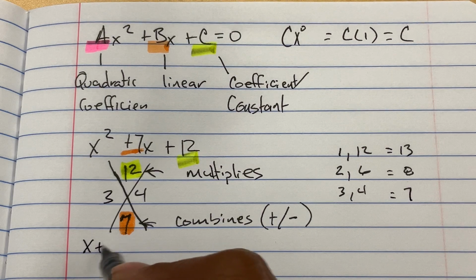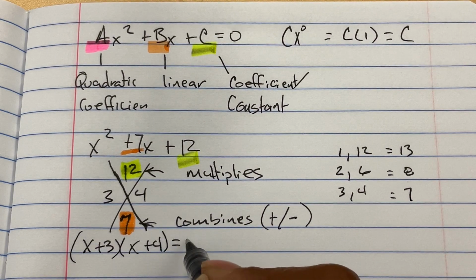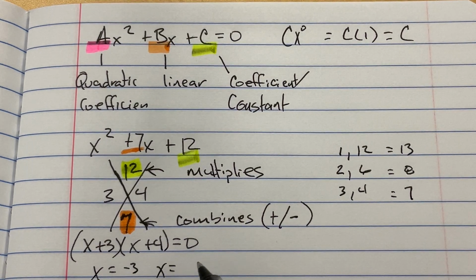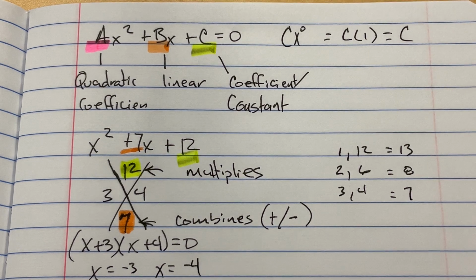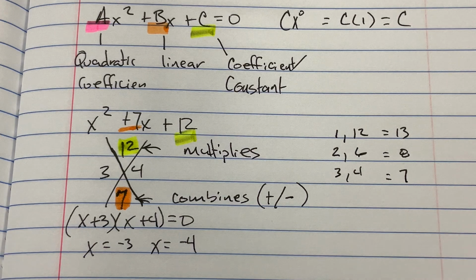So x plus 3 times x plus 4 equals 0. So x is equal to negative 3 and x is equal to negative 4. Miss Morgan is not going to show you how they got that x because you've been doing this since middle school. You did it in Algebra 1, in geometry, in Algebra 2. So you now know the x values. That is a simple version of it.